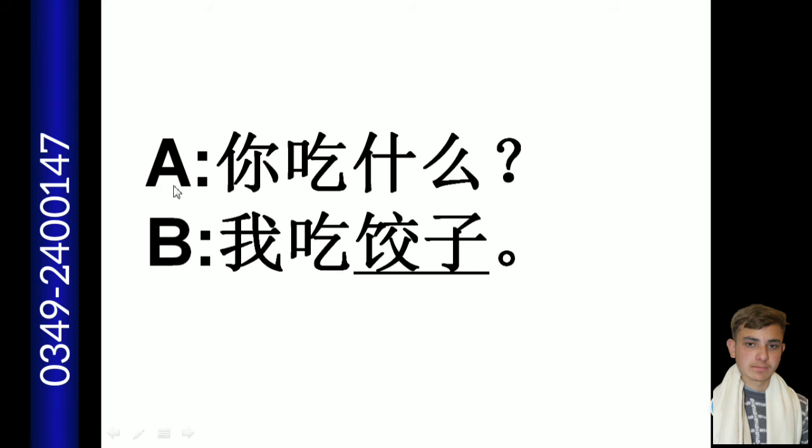Let's look at A. A said what? 你吃什么? Do you know this word? Do you know the meaning of this word? Do you know the pronunciation of this word? So 你吃什么? We already know that 什么 is our new word. 什么 means what. 什么 is a question word, so we don't need to add ma again because it already is a question.